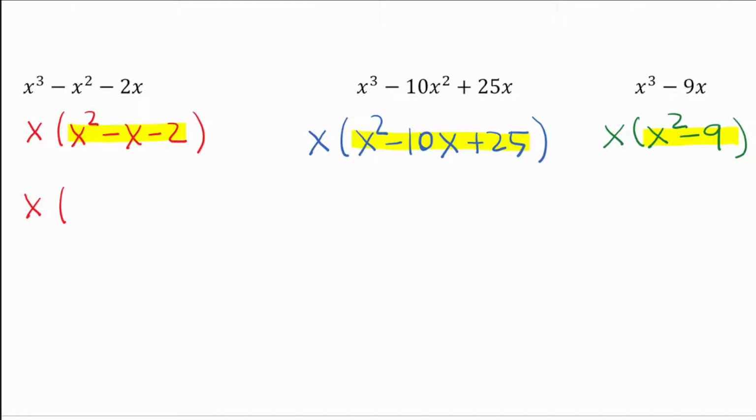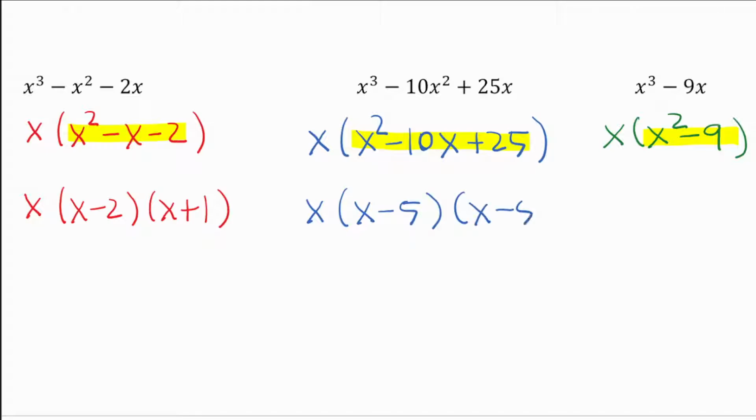Okay, that would be -2 and +1. Okay, so we can factor further, right? We can say, okay, what are two numbers that multiply to 25 and add to -10? -5 and -5. Okay, and then we could even go a step further and say, okay, x minus 5 times x minus 5 is 2 powers of x minus 5, and that's x minus 5 squared.